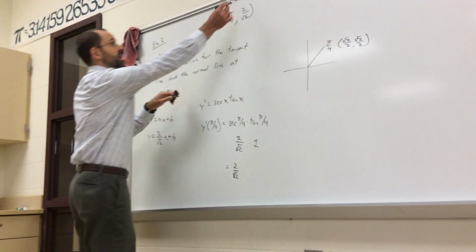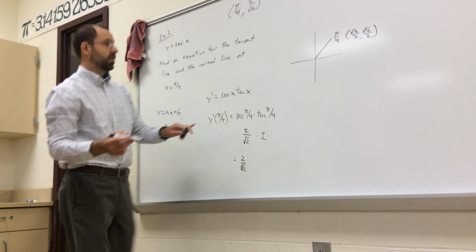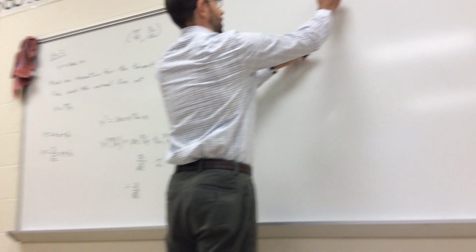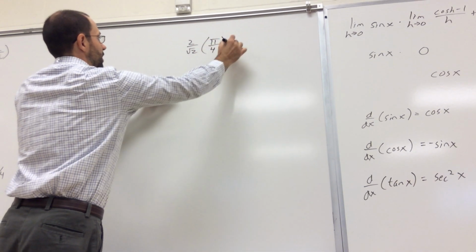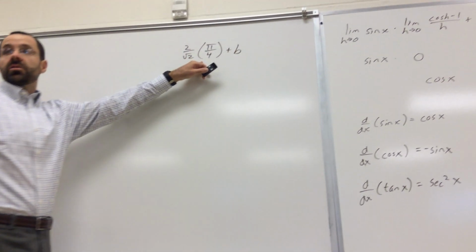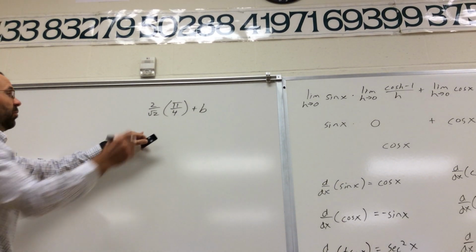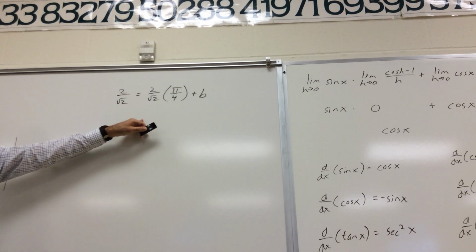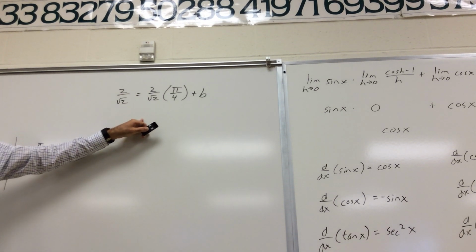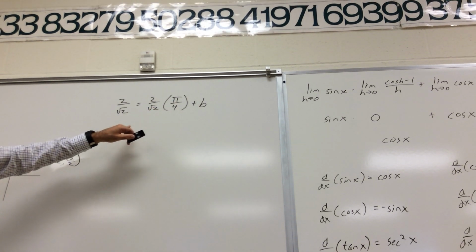Okay, so now I'm going to use that point to figure out the y-intercept of this line. So I know that if I plug pi over 4 in for x, so I'm just putting pi over 4 in there for x, I know that I want this to spit out the y value 2 over root 2. So knowing that, I can work and figure out what the b is.